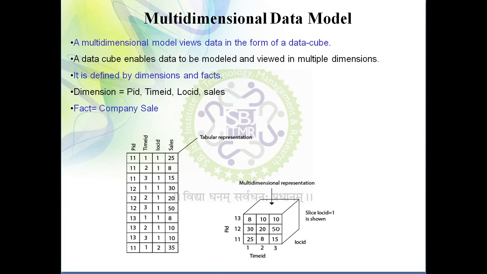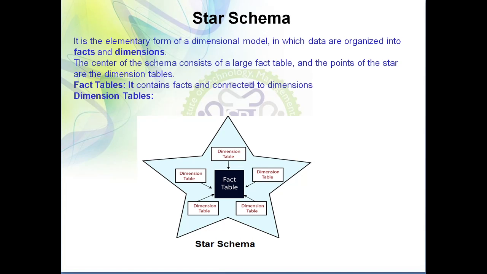So according to that, the size of your data cube is going to vary. So this is what a multidimensional data model is. A multidimensional data model can also be represented with the help of two types of schema: one is a snowflake schema and another is a star schema.